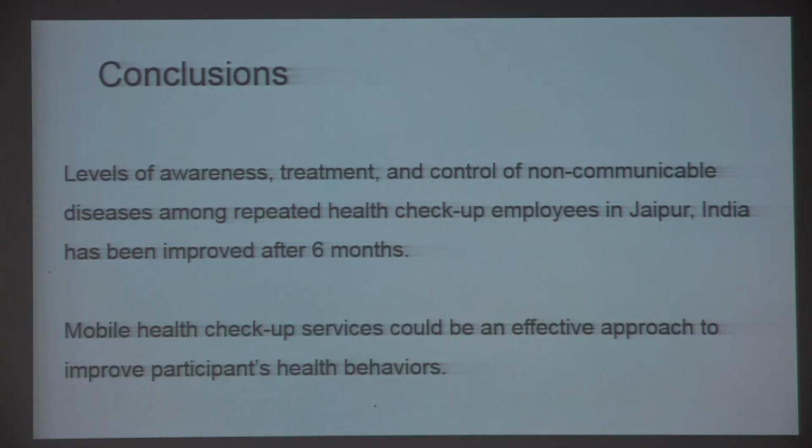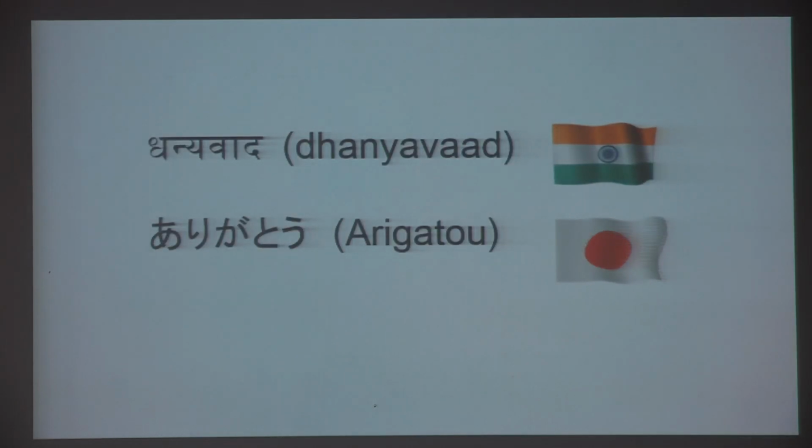So this is a conclusion. Level of awareness, treatment, control of non-communicable disease among repeated health checkup employees in Jaipur has improved after 6 months, but not their clinical outcome. Mobile health check service could be an effective approach to improve participant health behavior after 6 months. So next step, we need to repeat this kind of health checkup, and then investigate 6 months effect, 1 year effect, or even shorter effect, 1 month effect. Thank you so much for your attention.